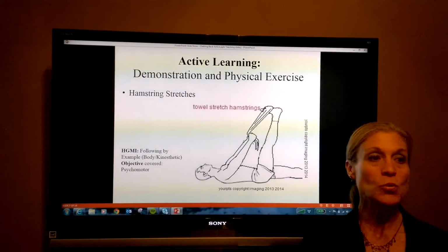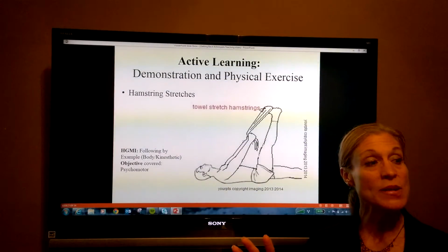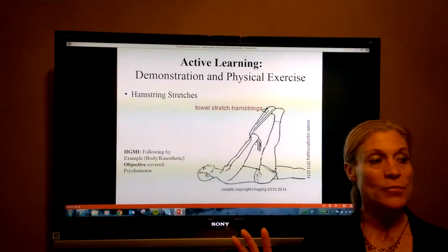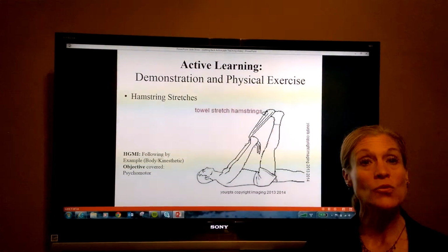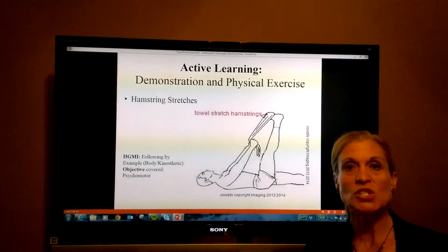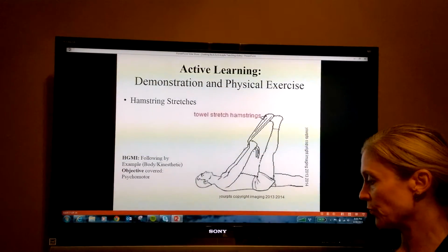I will ask the room at this point in time for any questions. Do they have any problems with this particular exercise? The point of this is not to go to where it hurts, but just to go to where they feel a little bit of tension, where they can feel the stretch.